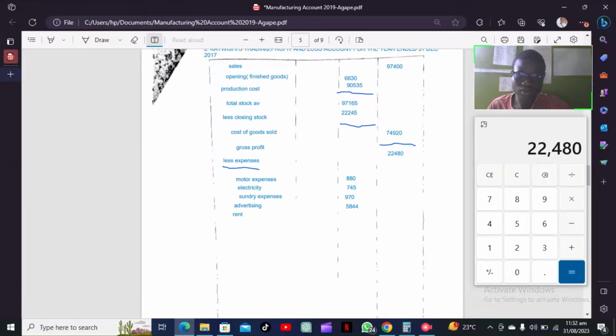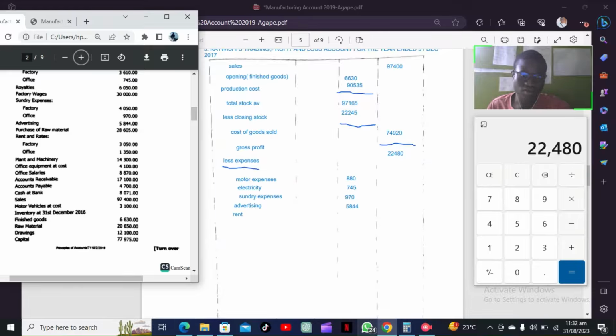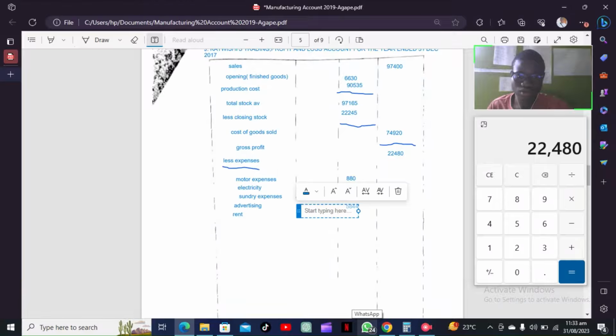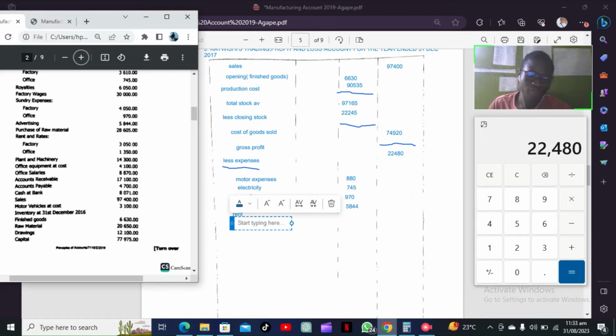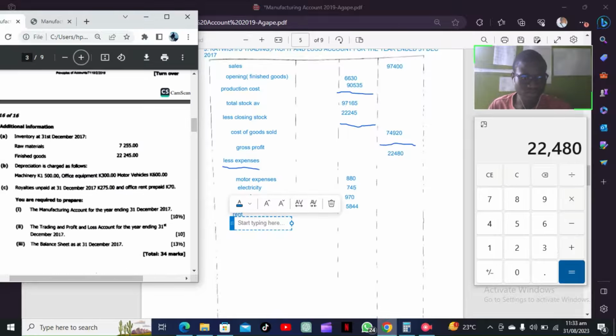So the rent figure for the office was 1,350, like so. So there was an adjustment. What was the adjustment saying concerning rent? The adjustment concerning rent was office rent prepaid. The last adjustment, C. Office rent was prepaid. So meaning it was paid in advance.